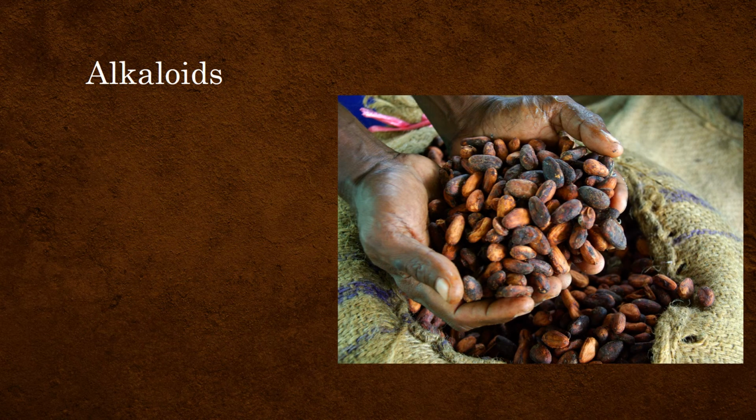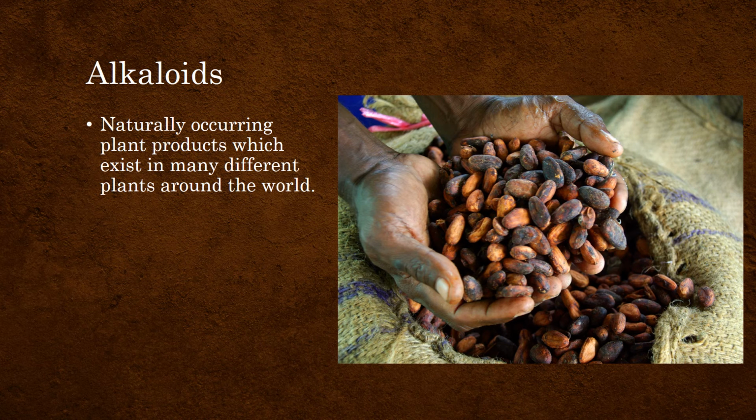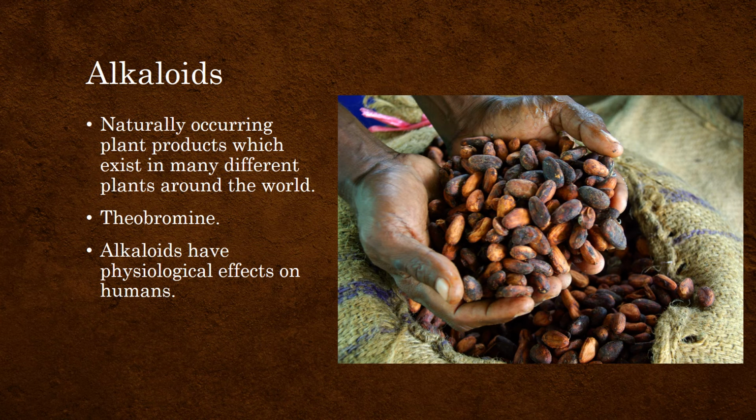Now, one of the reasons we probably like chocolate so much is because it contains an alkaloid. Alkaloids are naturally occurring plant products which exist in many different plants around the world. The alkaloid in cacao is called theobromine. Theobromine has a natural stimulating effect on the human nervous system. Many other alkaloids also have physiological effects on humans, and some are much stronger than others.